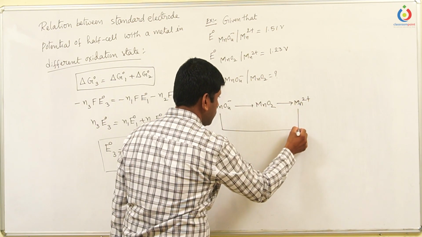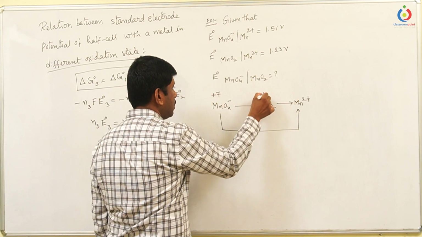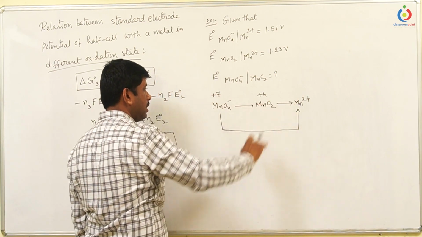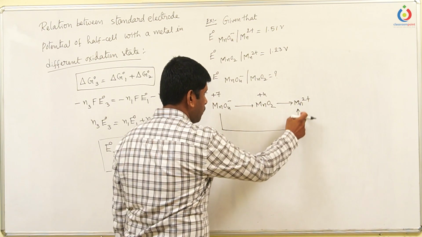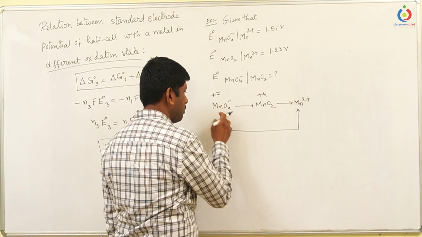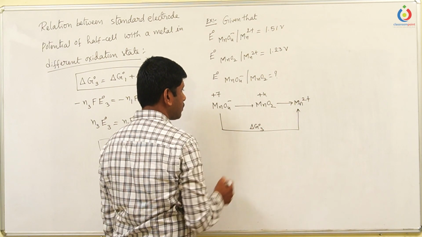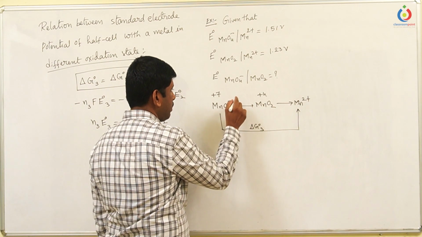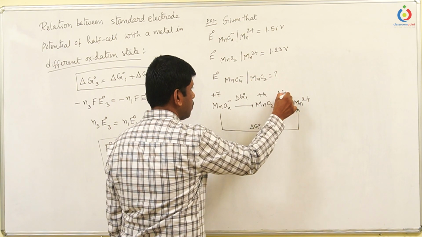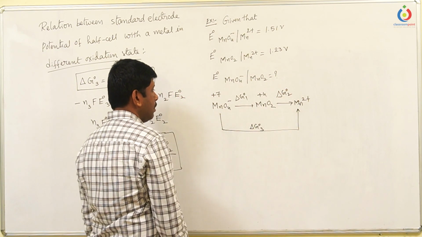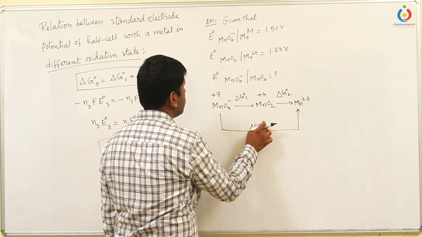MnO4 minus to Mn2 plus is also possible. Here the manganese oxidation state is +7, here it is +4, here it is +2. So I have written them in decreasing order. I am considering the entire equation from here to here as a single overall step, which I am taking as delta G03. This first step I am taking as delta G01, and this second step as delta G02. They asked us to calculate delta G01 from these two values.